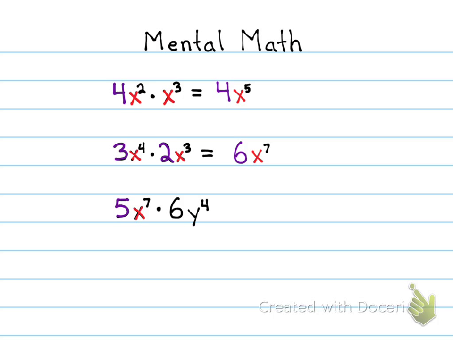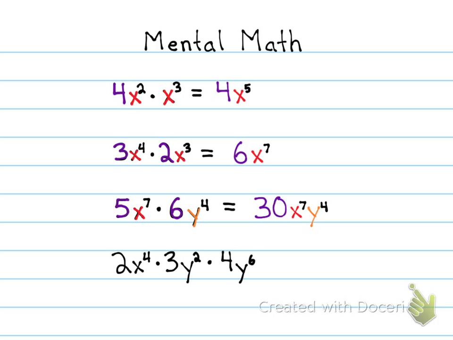Okay, so 5x to the 7th times 6y to the 4th. I know I'm going to multiply 5 times 6. That's 30. And then I've got x to the 7th and y to the 4th. Those can't be combined together. I can't combine them with anything, so I'm just going to have 30 x to the 7th, y to the 4th.